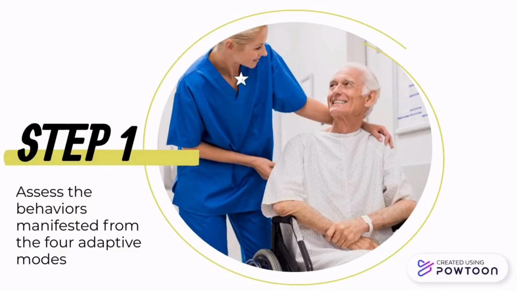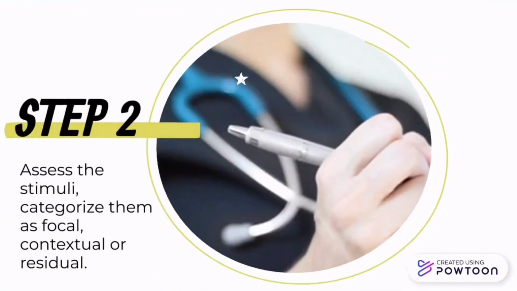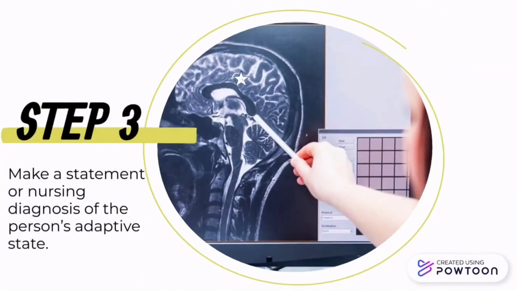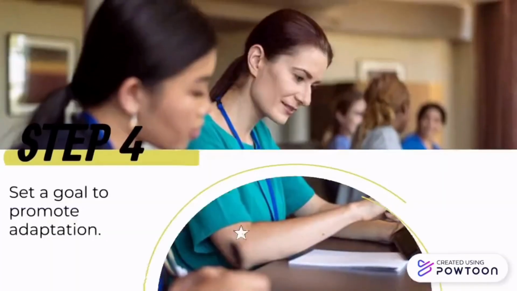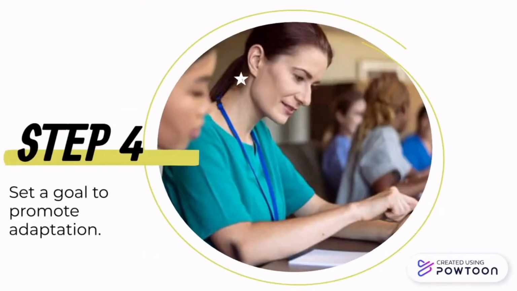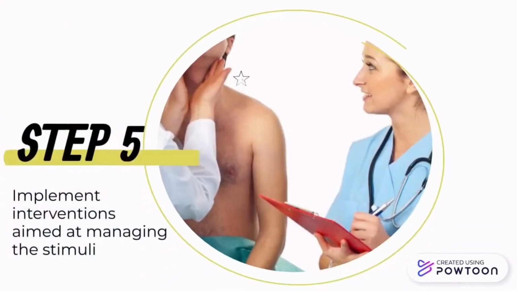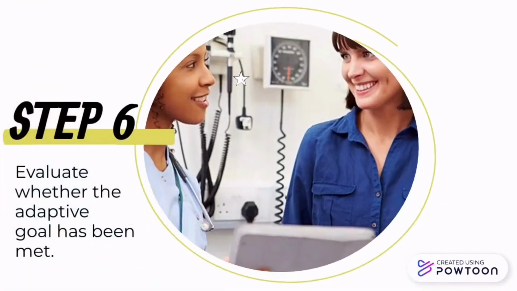Step 1. Assess the behaviors manifested from the four adaptive modes. Step 2. Assess the stimuli. Categorize them as focal, contextual, or residual. Step 3. Make a statement or nursing diagnosis of the person's adaptive state. Step 4. Set a goal to promote adaptation. Step 5. Implement interventions aimed at managing the stimuli. Step 6. Evaluate whether the adaptive goal has been met.